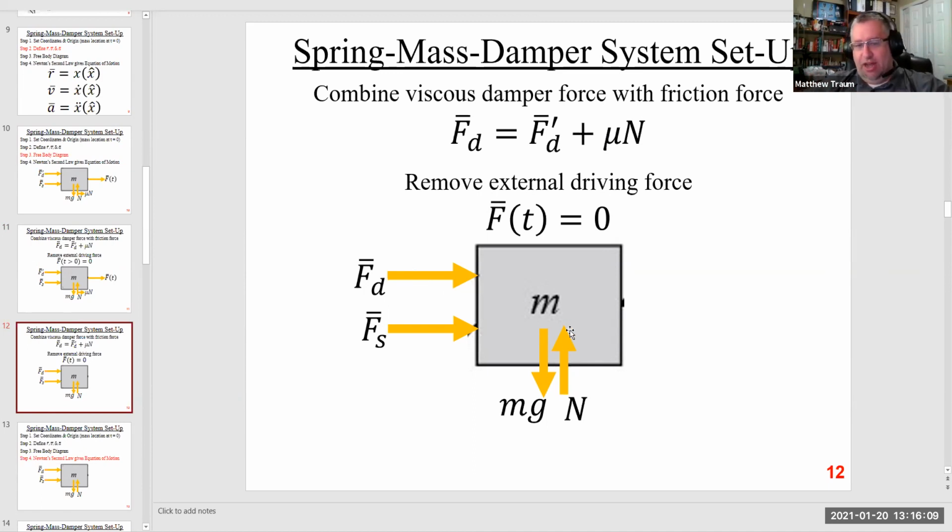And then, of course, mg down and N up. The way I've drawn it here is kind of as a couple, and I just want to be clear that this is not a couple. It's not inducing rotation. The normal force actually acts through the center of mass. But I wanted to draw them in a way that made it more clear that they were opposing each other, so I've chosen to draw it this way, even though they're not meant to be a couple.